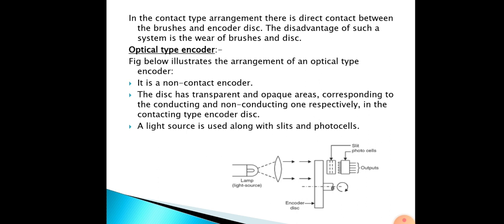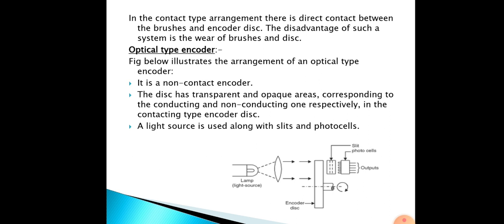In the contact type arrangement, there is direct contact between the brushes and the encoder disc. But the disadvantage is wear and tear of the brushes. That's why we will now look at the optical type encoder, which means there will be no contact. So here it is a non-contact encoder, you can see in the diagram. Then the disc has transparent and opaque areas.